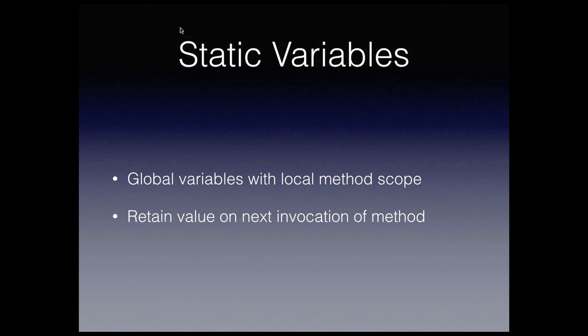All right, static variables. Static variables are essentially global variables that have local method scope. Again, a specific need for these sort of things, but it means that the variable is going to retain its value the next time the method's called, which is a bit unusual. Generally speaking, variables are local to methods. When you call the method again, the variables are all reinitialized. But if you declare a variable as static, its value is retained.